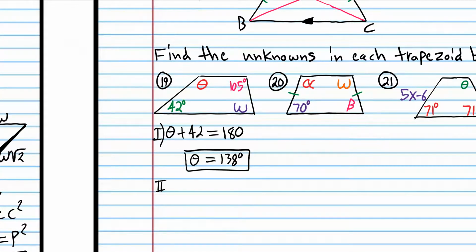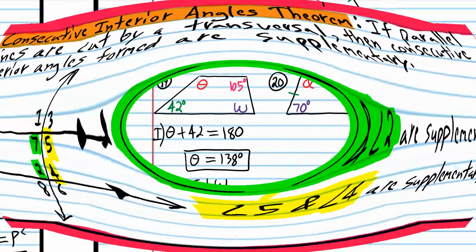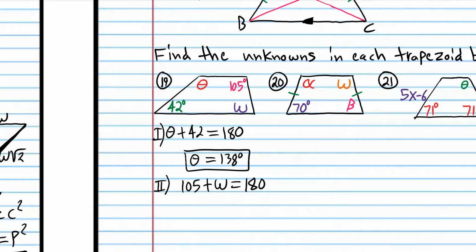And step 2, same thing with the other side. You have two parallel lines and you have a transversal through them. So consecutive interior angles are supplementary. So 105 plus omega is equal to 180. Subtract 105 from both sides, and we get 75 degrees. So that one is pretty easy.